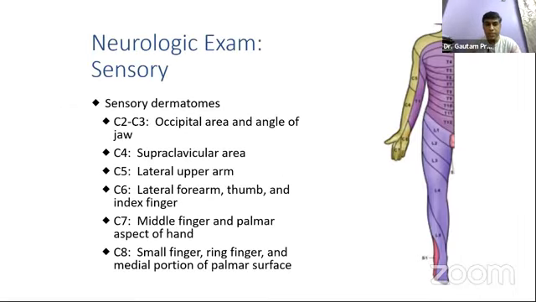If we come to the sensory dermatome in the cervical spine, C2, C3 is over the occipital area and the angle of the jaw, C4 over the supraclavicular area, C5 over the upper arm, C6 on the lateral aspect, as is being shown here. So C5 here, C6 on the lateral aspect of the forearm, C7 in the middle finger, C8 on the medial aspect of the hand and the wrist, T1 on the medial aspect of the forearm and the lower half of the arm, and T2 around the axilla region.